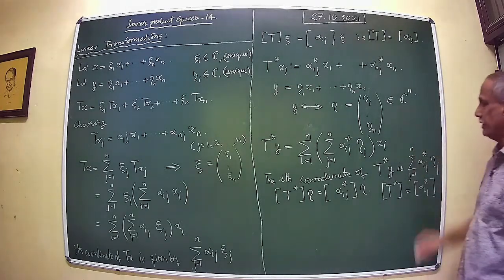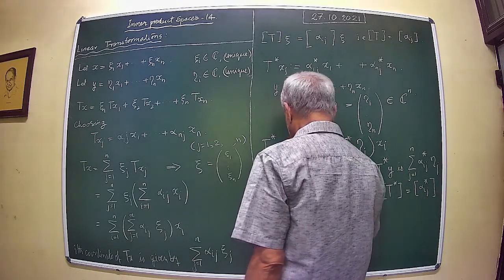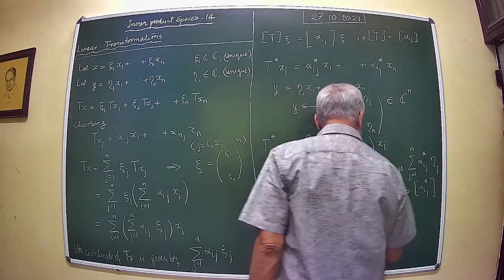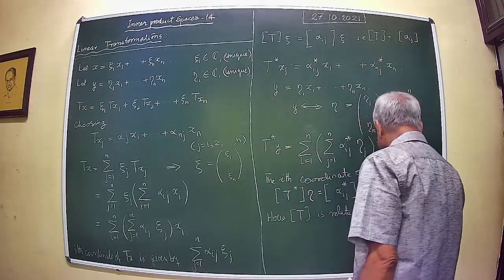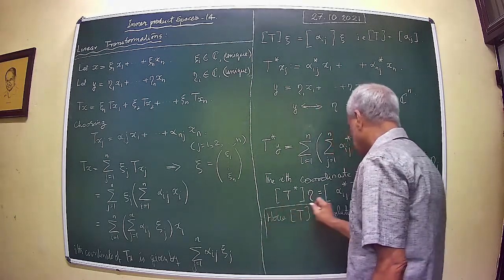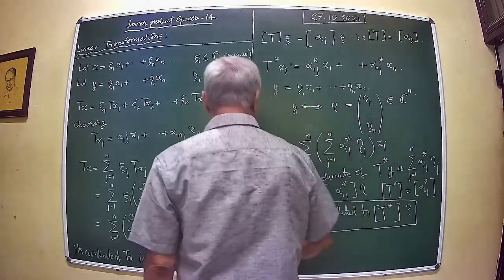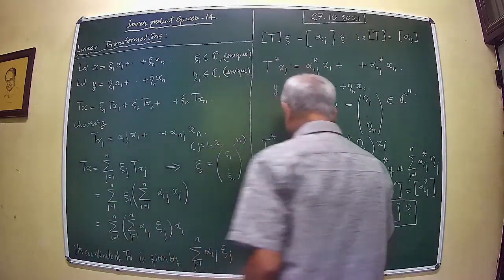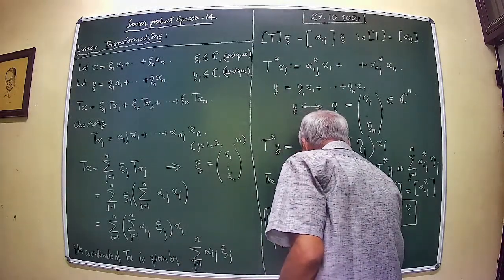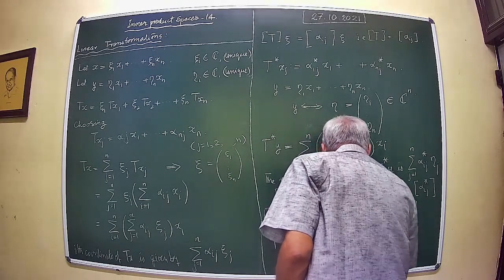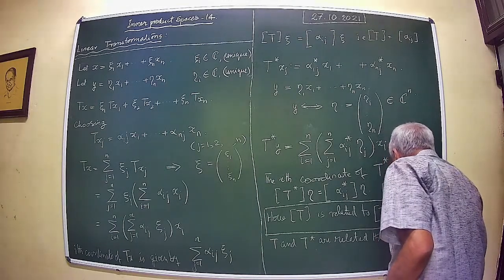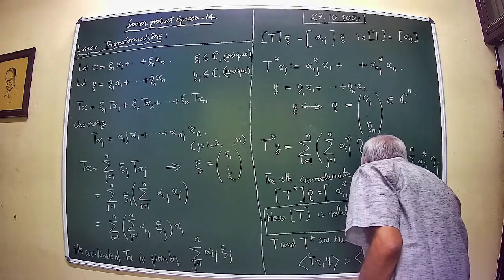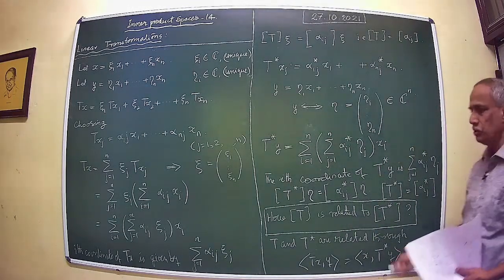Now we are trying to find out how the matrix of T star... This is the central question. Now we work through what is called the inner product. So how T and T star are related? We know that T and T star are related through this relation. So we have to use this to get this.